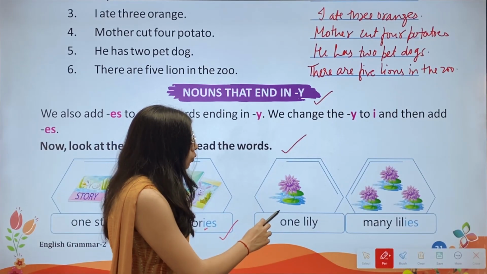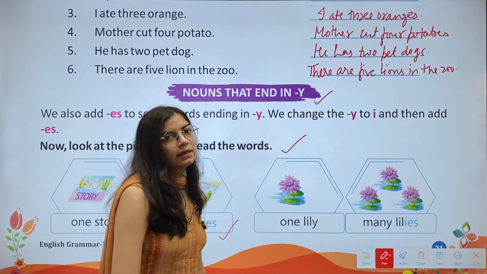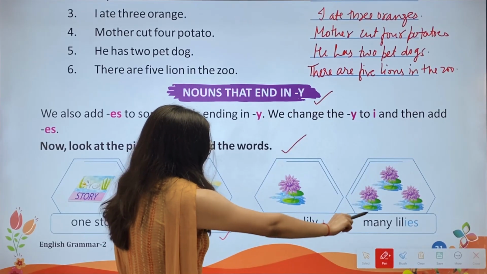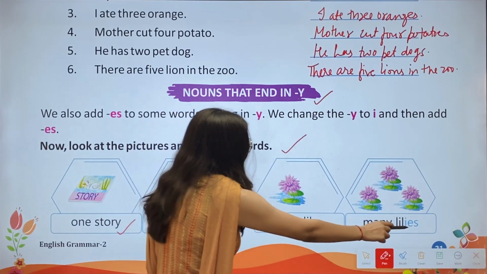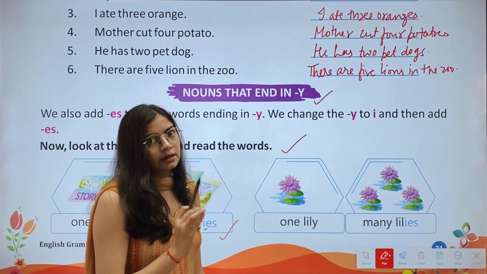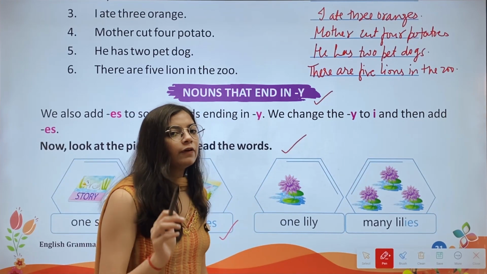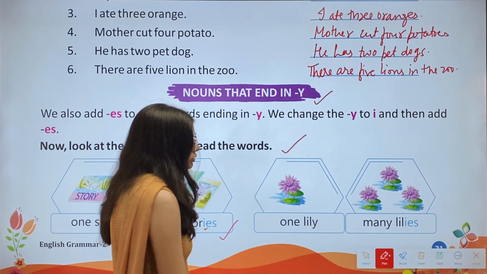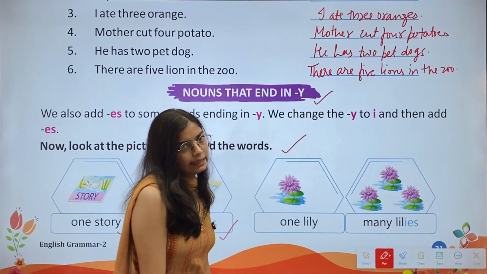Then we have one lily and here we have many lilies. Again, ies is added and we have removed y. Okay, so that's how we got lilies.